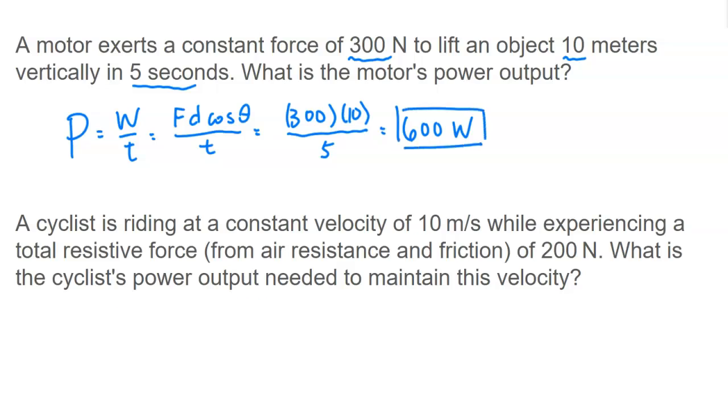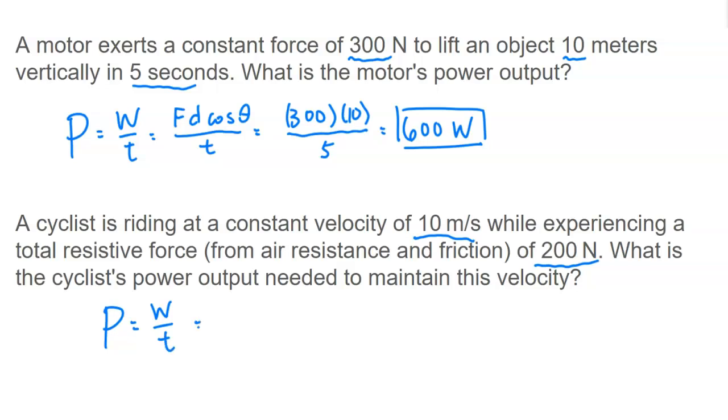Now let's take a look at a second power question. A cyclist is riding at a constant velocity of 10 meters per second while experiencing a total resistive force from air resistance and friction of 200 newtons. What is the cyclist's power output needed to maintain this velocity? Now what's interesting about this question is it doesn't tell you the displacement, so we're going to have to manipulate the power equation a little bit.